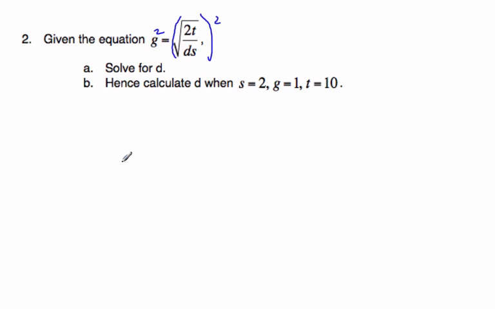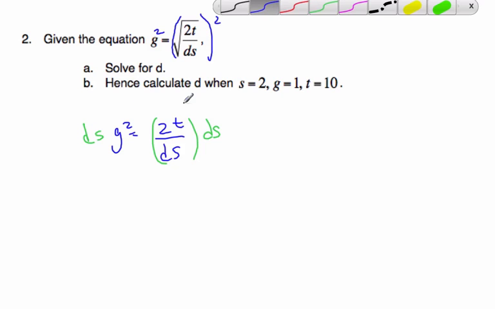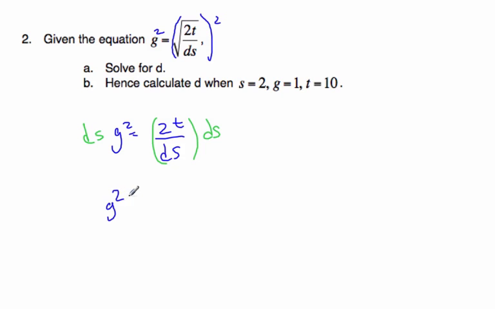And so then I get g squared is equal to 2t over ds. And now we don't like those fractions, do we? No, let's get rid of them by multiplying by my denominator, by ds, both sides. So when I do that, I get g squared ds, those cancel, equal to 2t. Now, this step I like to do all in one step. Some people try and do this in two steps and it all goes a little bit pear-shaped, I think.